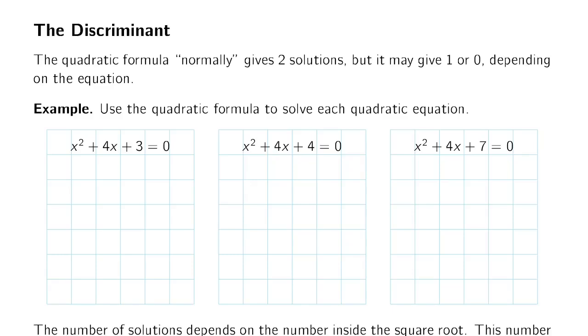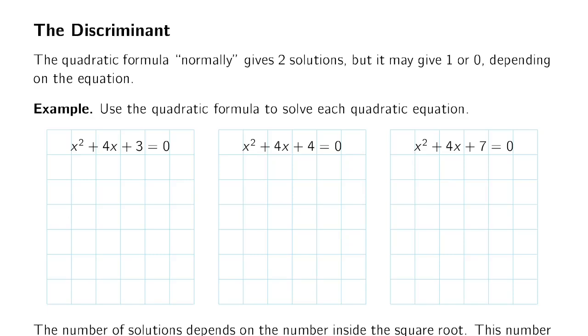Normally what we expect to happen when we plug into the quadratic formula, certainly if we have a quadratic equation that we met in the wild, is that we get two real number solutions. But it's possible that we'll get one real number solution or no real number solution. Let's see what that looks like.